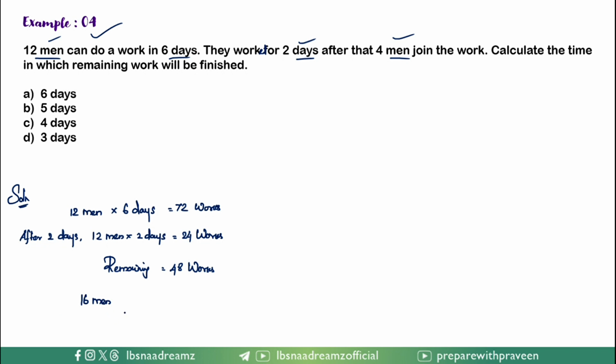So 16 men have to complete 48 works. We need to find the time they will take to complete the remaining work. So to find that, 48 by 16. So 3.